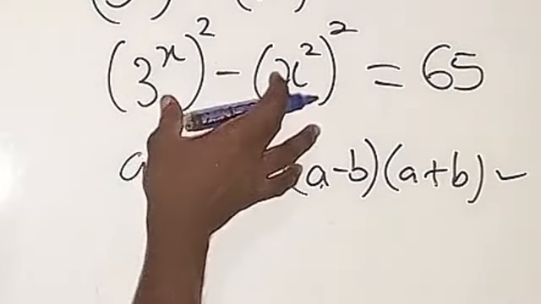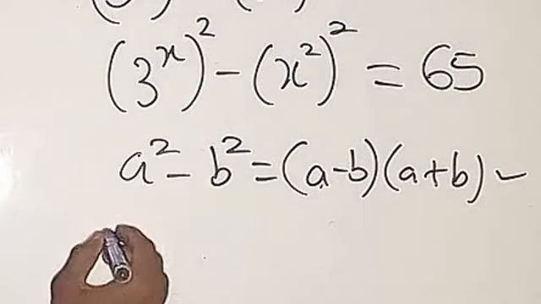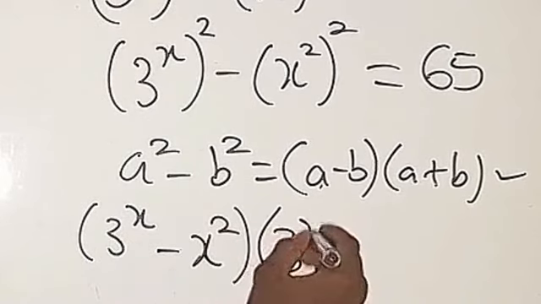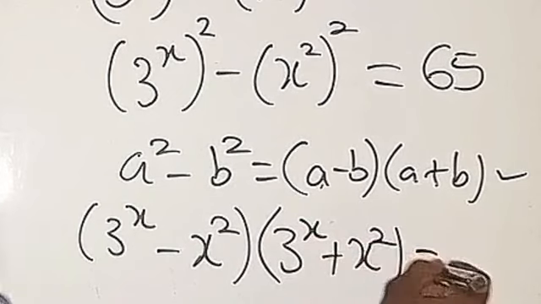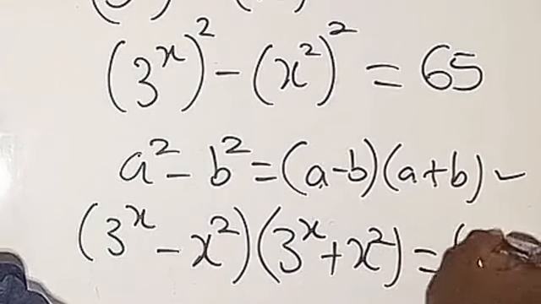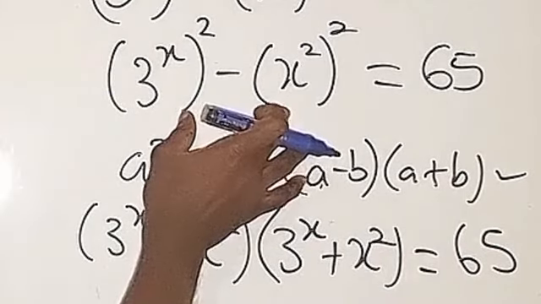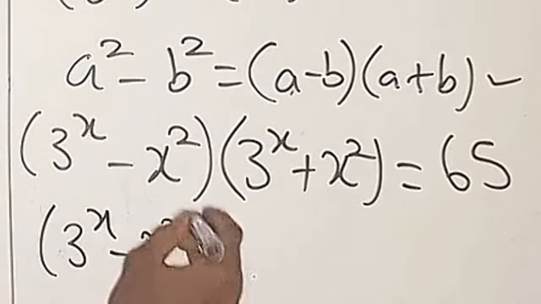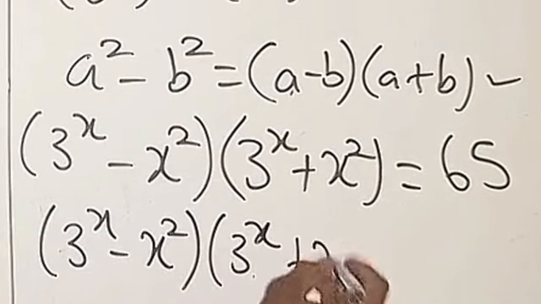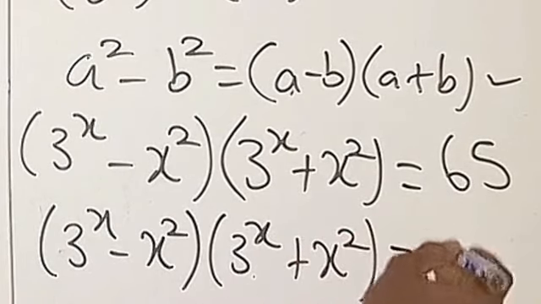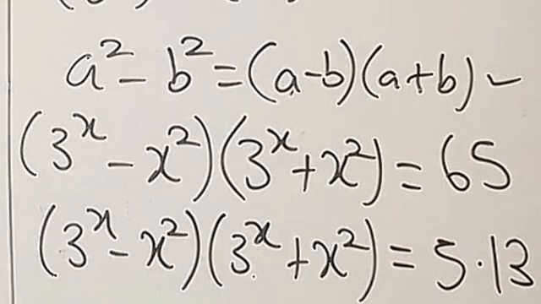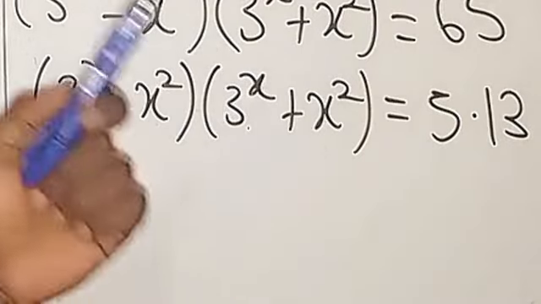Now from here, we're going to apply that. This is going to be 3 to the power of x minus x to the power of 2, then 3 to the power of x plus x to the power of 2, and everything is going to be 65. Now, you can see we have factorized the left-hand side: 3 to the power of x minus x squared, 3 to the power of x plus x squared. We can factorize 65 as 5 multiplied by 13.